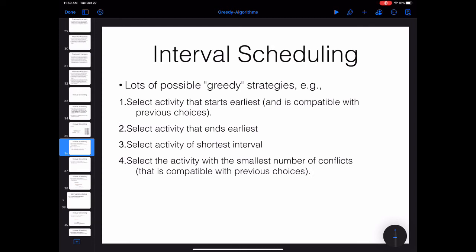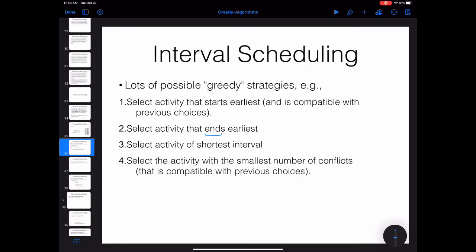So always the choice is that choose the next job which starts earliest, and there is no conflict between this one and the previous ones that you have already chosen. This is one strategy. The next strategy is that always select the activity that ends earliest. So this time we have sorted all the jobs based on the finish time, and it's telling me to choose the one that finishes earliest.